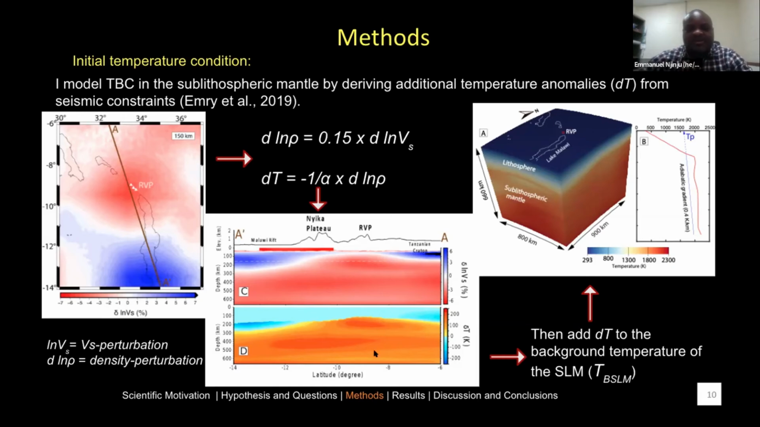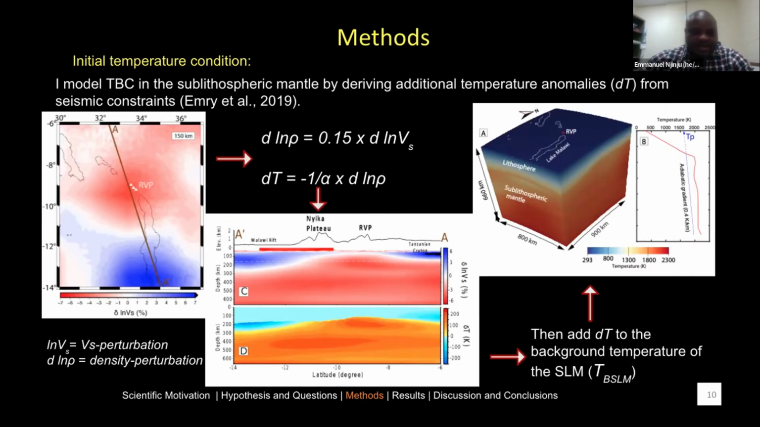So the next step is we add this excess temperature to the background temperature of the sublithospheric mantle to get the initial temperature structure, which is shown here in 3D. And we also have a 1D depth profile beneath the Rungwe volcanic province here. So this 3D figure also shows our model geometry, and we can see our model extends up to a depth of 660 kilometers.